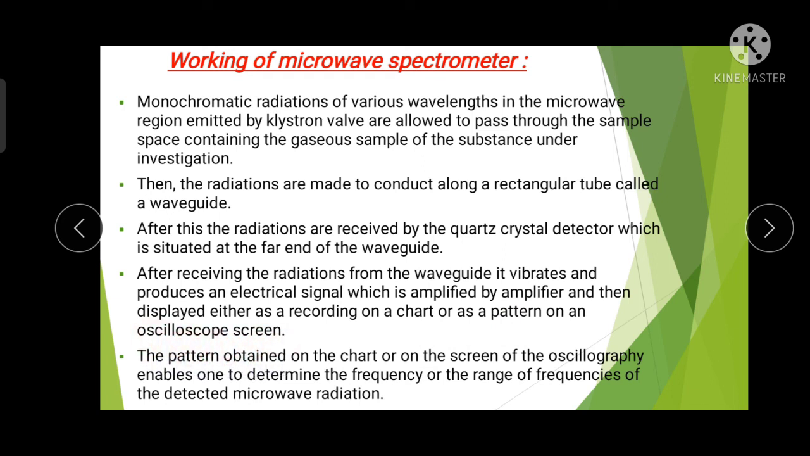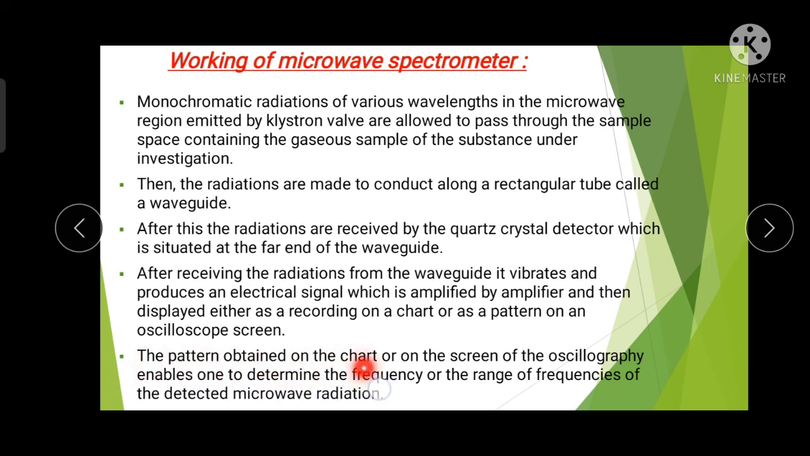That means after receiving the radiation from the waveguide, after completion of the waveguide part, the radiation vibrates itself, and due to vibration there is a generation of an electrical signal. This electrical signal is given to the amplifier so that the signal gets amplified, and after that amplification this signal is given to the display device, and we get the spectrum. Or we can give this signal to the recorder, and the recorder records that signal, and we get the particular chart.